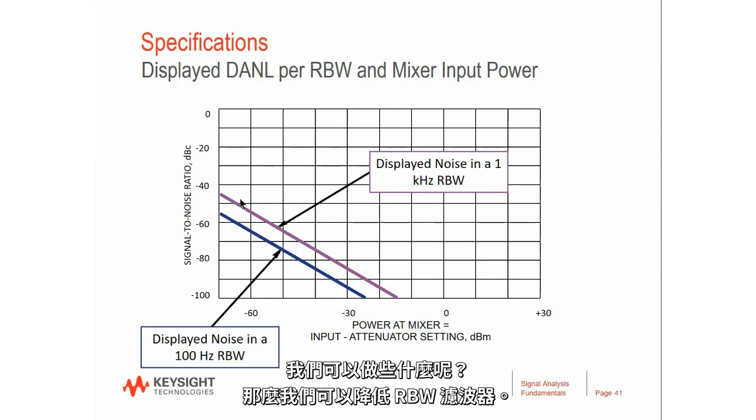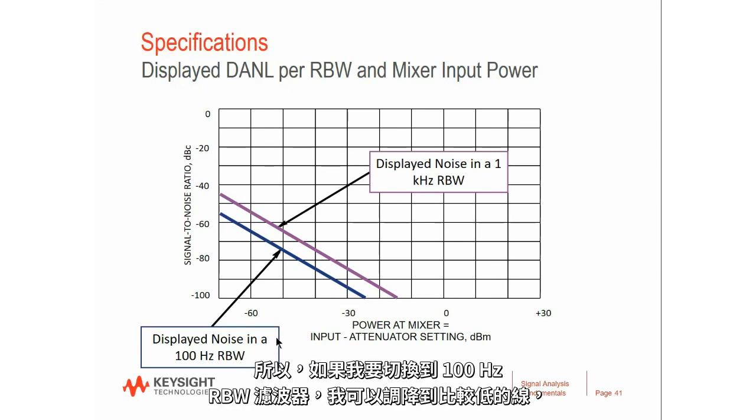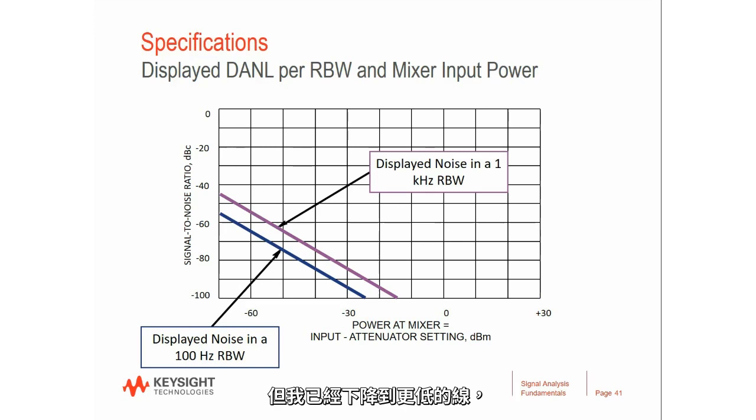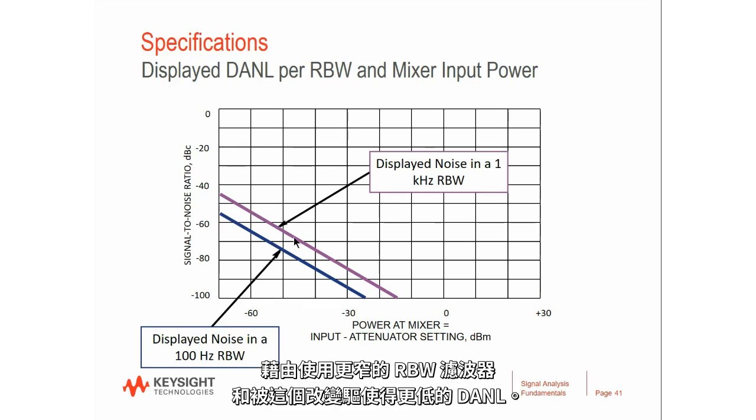What can we do about that? Well, we can reduce the RBW filter. So if I was to switch to a 100 Hz RBW filter, then I can drop down to a lower line, and I still have this sloping line which represents my signal-to-noise ratio as a function of the signal level, but I've dropped to a lower line by using a RBW filter that's narrower and a DANL which is driven lower by that change.